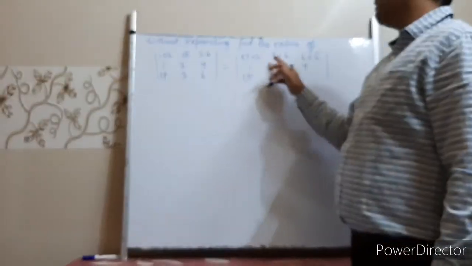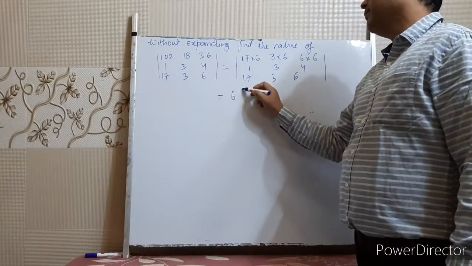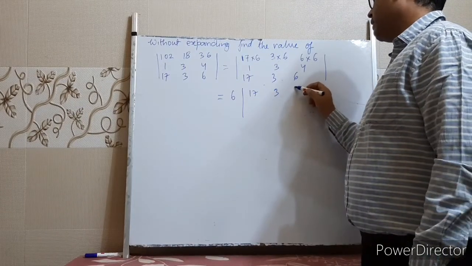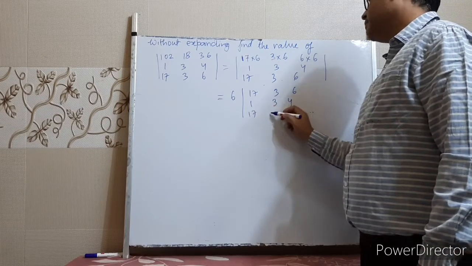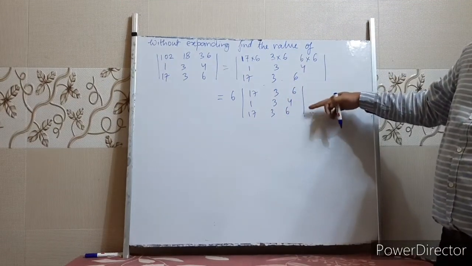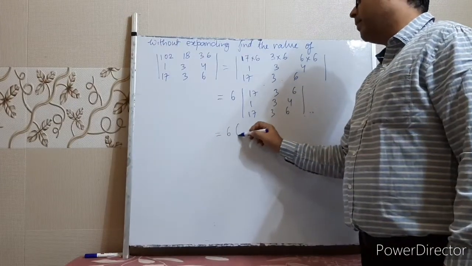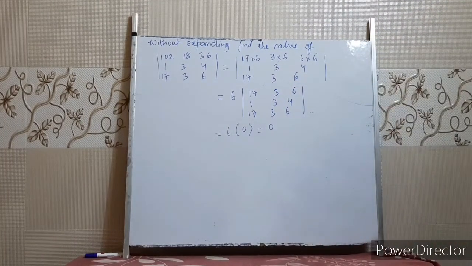Now children, you can see that 6 is common in row 1. So you can take it out as a common factor by property. When we multiply, we can take common also. It will not affect the result of the determinant. Now here you can see that row 1 and row 3 are the same. So when any two rows or any two columns become identical, the value of the determinant will be 0. So from here we can say that the value of the determinant is 0 because two rows are identical. Note down, please.